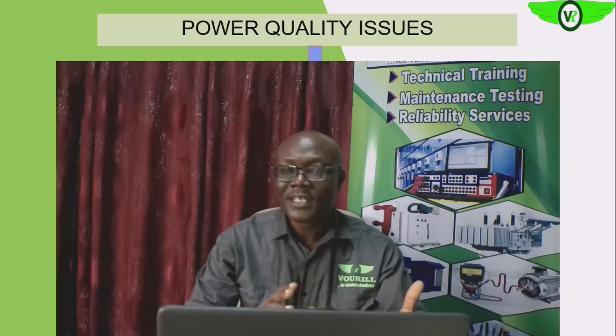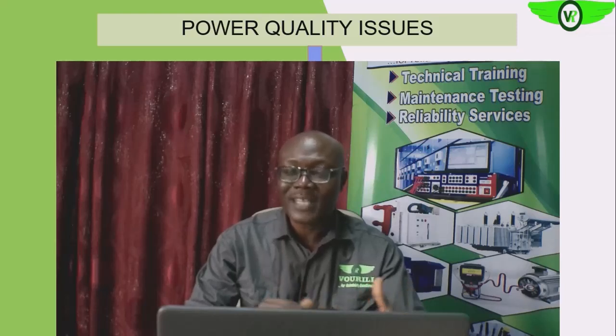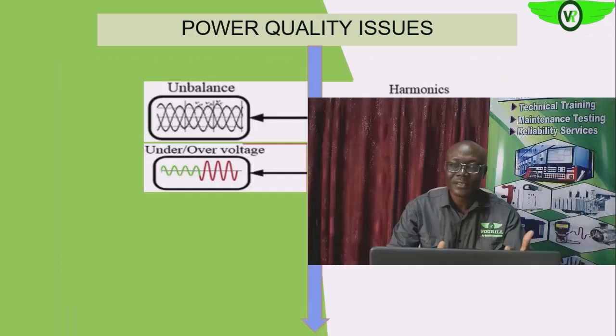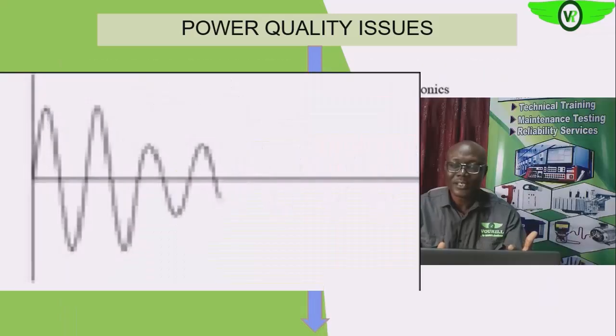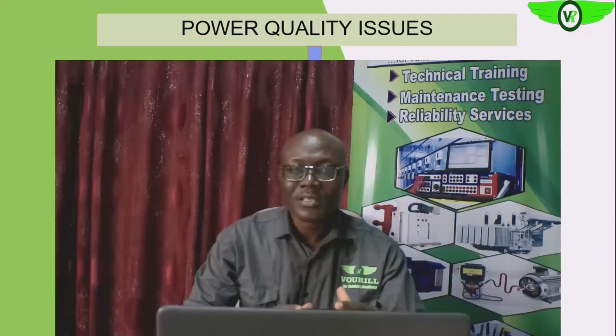So if it is less than say 90% of what we expect in our system for about, say, more than 1 minute, that is under voltage. And under voltage, remember, the electric motor will exert a definite level of power in our system.